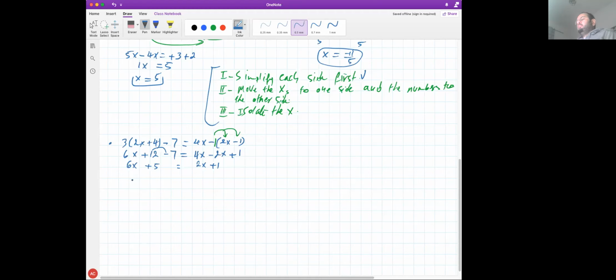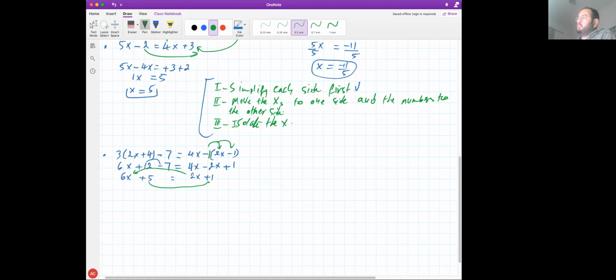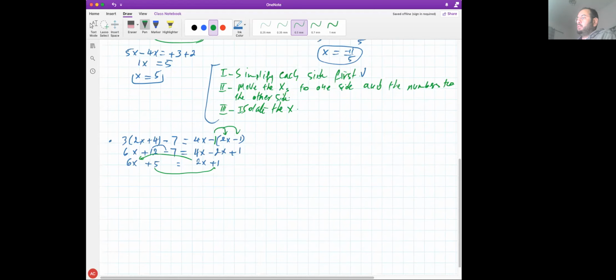Move the x's together on the left side. We're going to move this over, move this over. Move the x's to one side, the numbers to the other, just like we did here, just like we did here.